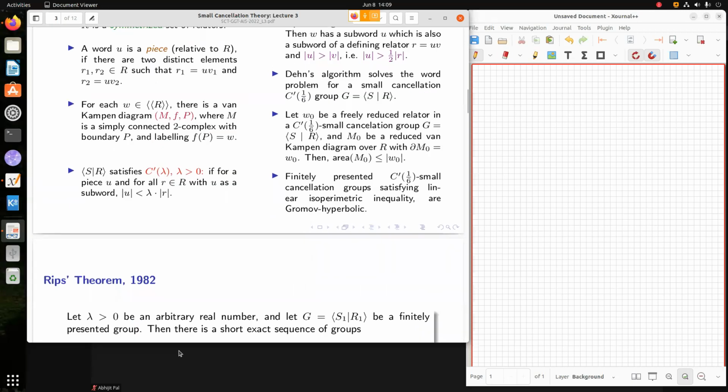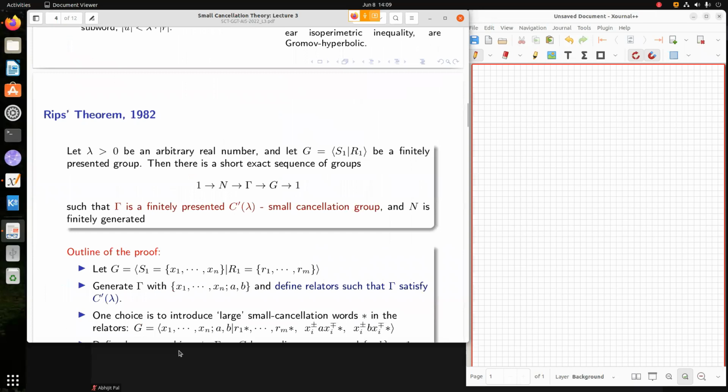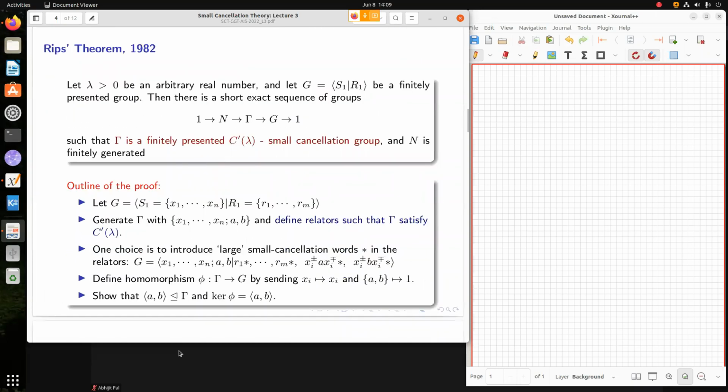And today we want to go back to the statement of the Rips theorem that we talked about last time. Maybe it will be better appreciated now. This is a theorem which says that given any finitely presented group G, we can construct another finitely presented group gamma, which gives G as a quotient with the kernel, a normal subgroup N, finitely generated.